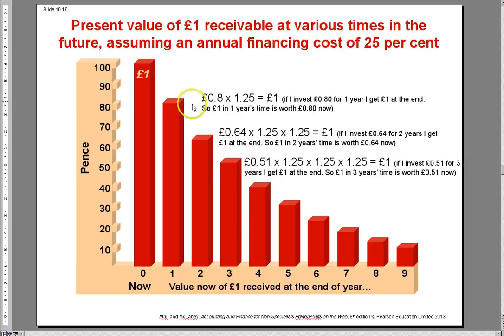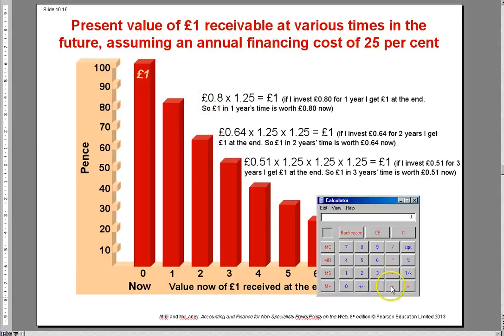So now we're saying that £1 in 1 year's time, its equivalent value now is 80 pence. So we can work that out as it shows there. Let's have a look at our calculator. So we've got 0.8 times 1.25 equals 1. So as it says there, if I invest 80 pence for 1 year, I get £1 at the end. So £1 in 1 year's time is worth 80 pence now.